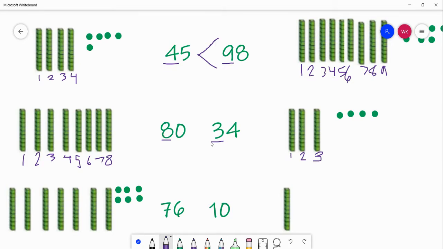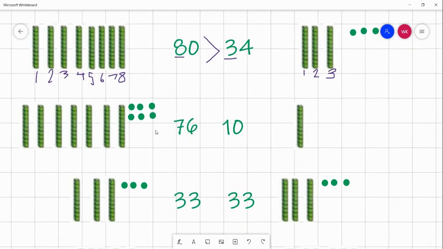Like the other problem, you really don't need to go into our ones place yet, because you can tell that 8 tens, as you can see in the visual representation too, is greater than 3 tens, right? So we're going to put that greater than sign. The bigger part, or the opening, is going to be facing that greater number. So we have 80 is greater than 34. Again, we can look at our tens place and we know that 8 is greater than 3, so we don't even need to go over to our ones place.